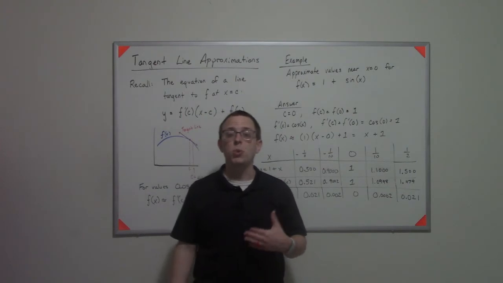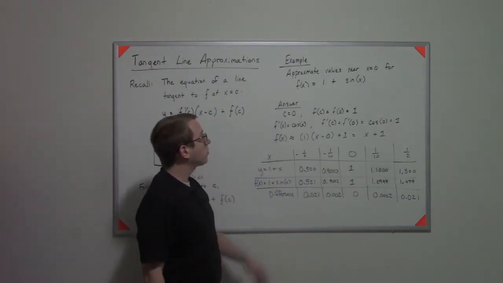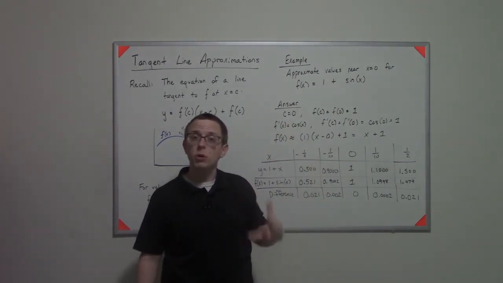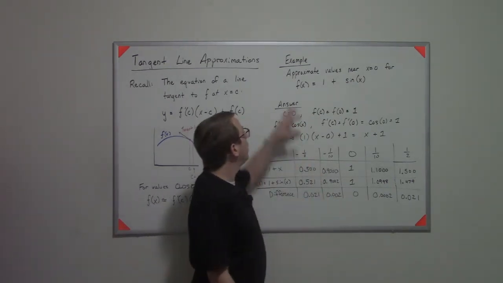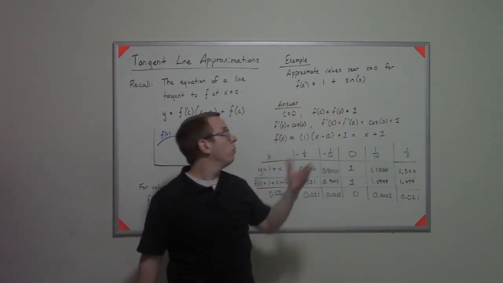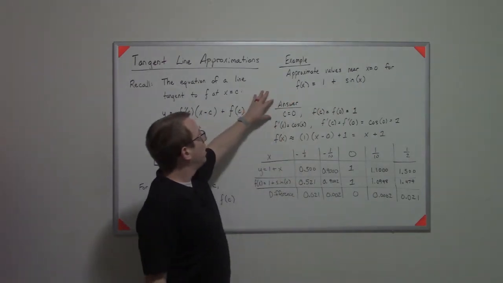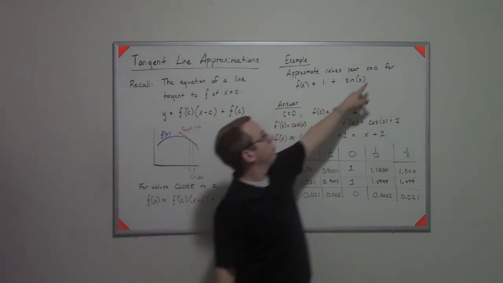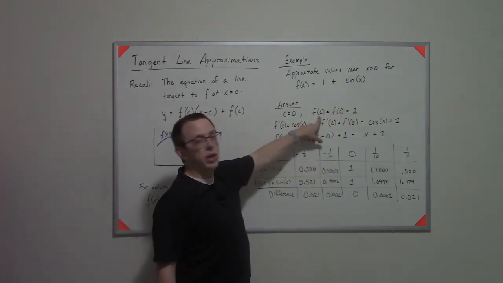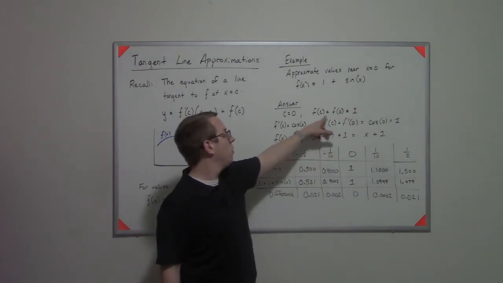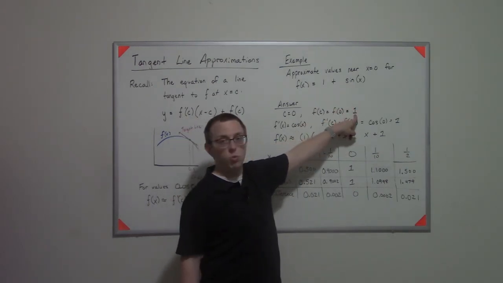So let's put this to practice with an actual example. If I have the function 1 plus sine of x, trigonometric functions are expensive, so we don't like to compute them if we don't have to. We want to find values near x equals 0. In this case, the c value that I'm evaluating is 0, because I'm looking for values near 0. I can find the value of the function at 0. If I plug in 0 here, I get 1 plus sine of 0, which is just 0. So the function value is 1.